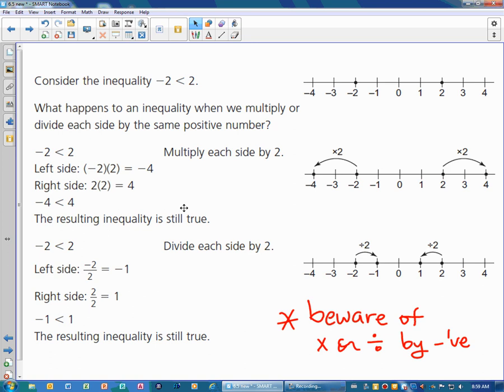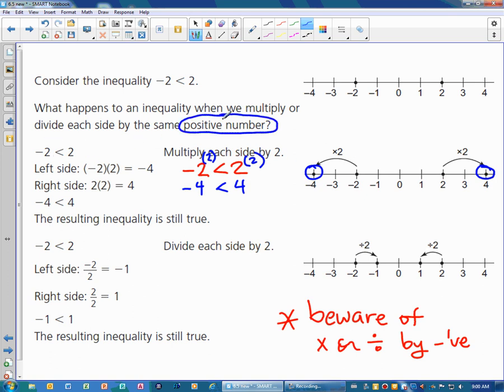So they're saying, all right, what if we had this negative 2 is less than 2, which it is, and then what if we multiplied both sides by 2? If we multiplied by 2, multiplied by 2, we end up with negative 4 is less than 4, okay? Which is still true, right? Negative 4 is still less than 4. So if we multiply both sides by a positive number, we still have a true inequality, don't we? Okay? And same with division.